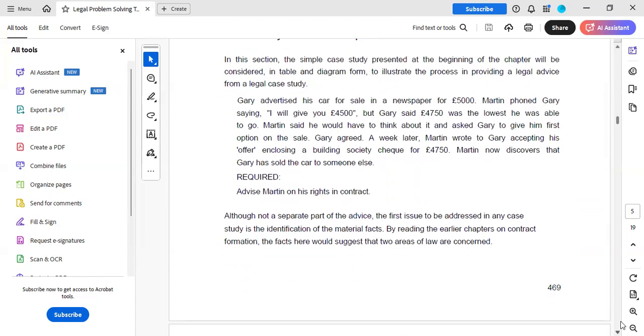There was an example given. Gary advertised his car for sale in a newspaper for £5,000. Martin phoned Gary, saying, I'll give you £4,500. Gary said, okay, £4,750 was the lowest he was able to go. Martin said he would have to think about it and asked Gary to give him the first option of the sale. Gary agreed. A week later, Martin wrote to Gary accepting the offer, enclosing a building society cheque of £4,750. Martin now discovers that Gary has sold the car to someone else. Advise Martin.